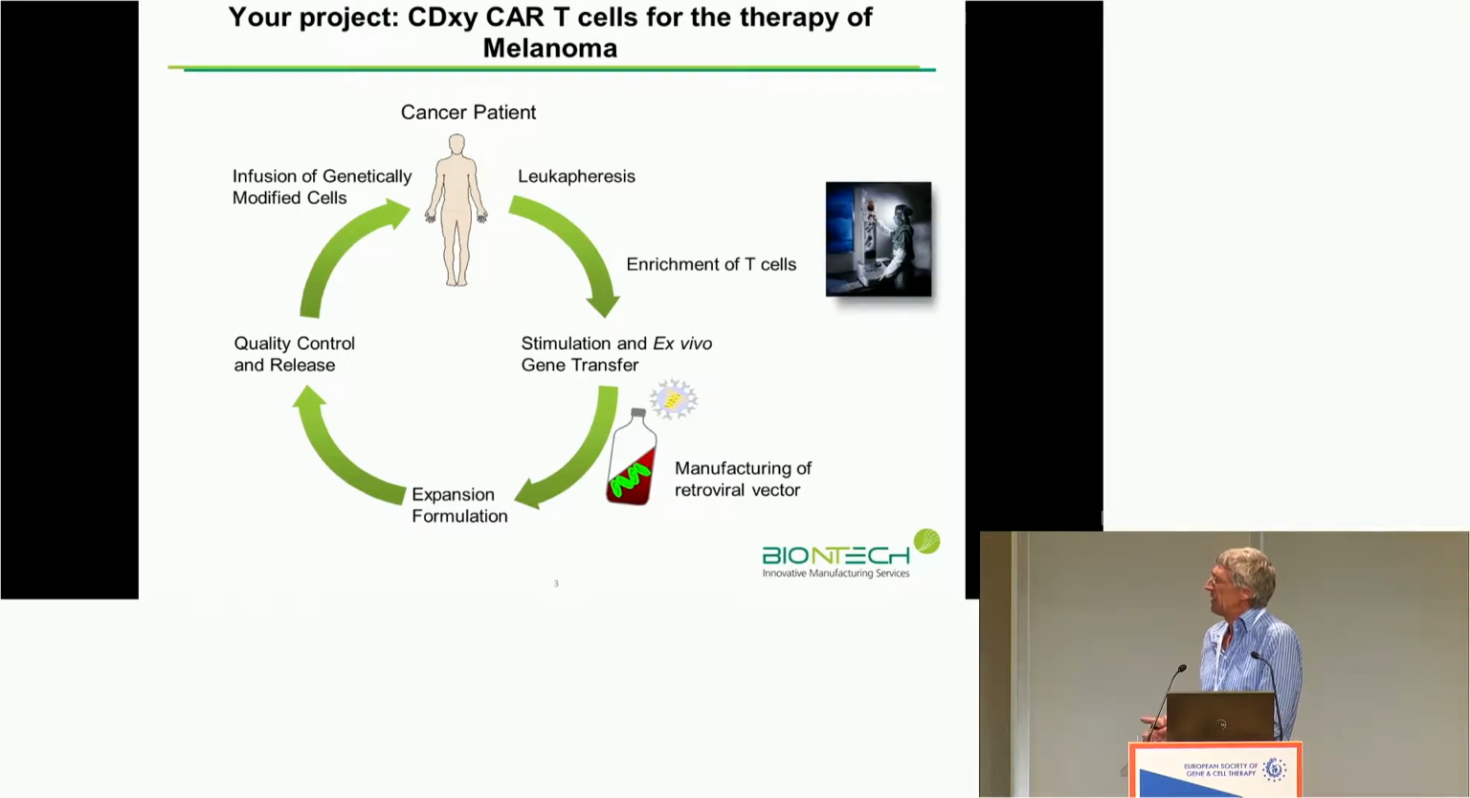Then you expand these cells ex vivo, with multiple possibilities in terms of cytokines, length of process, and equipment. In the end, you harvest your cells and do the quality control. Mostly you freeze your cells to get the time to do your quality control, and finally you certify the cells, and they are shipped back to the clinics and infused to the patient.